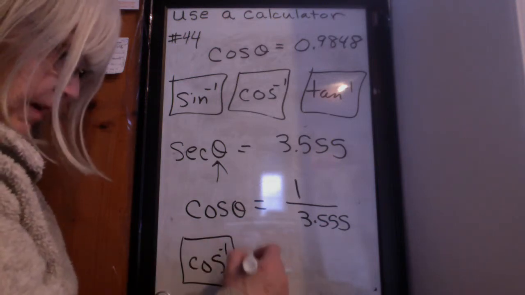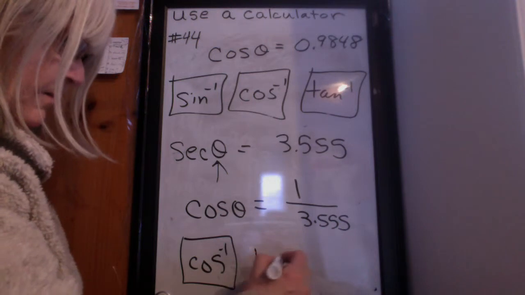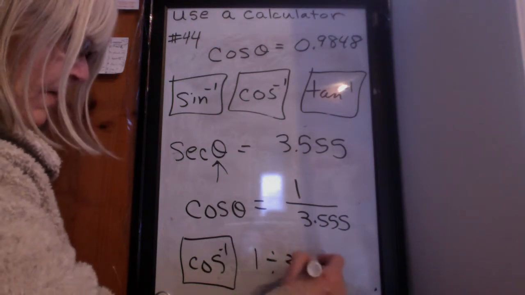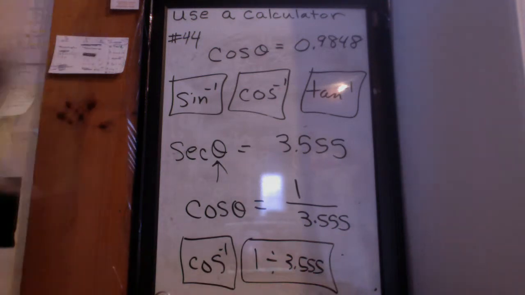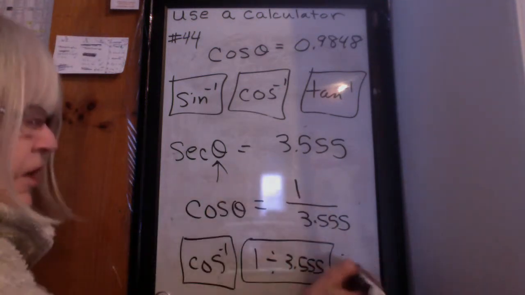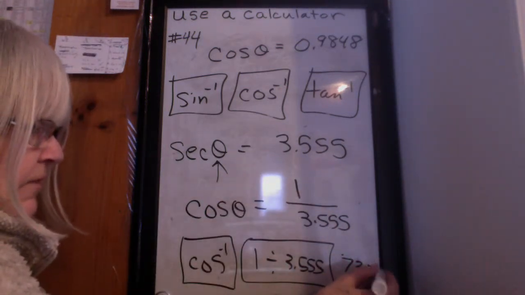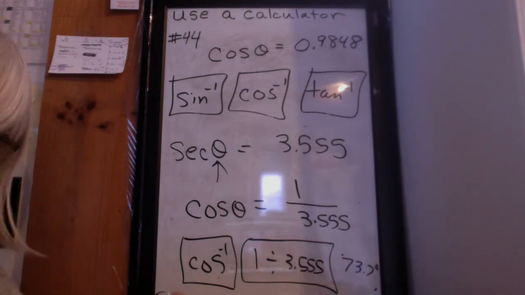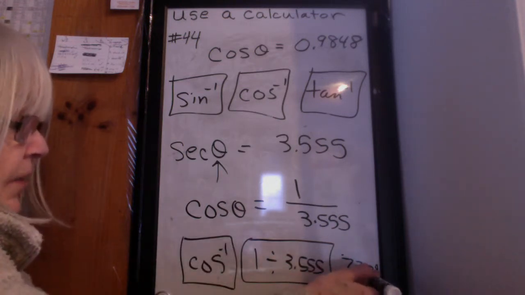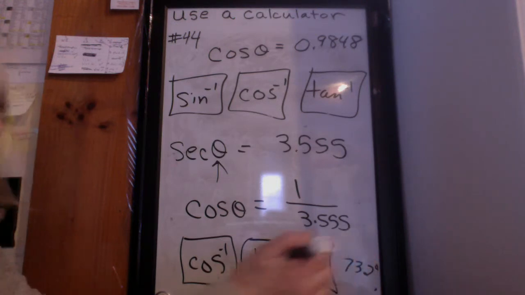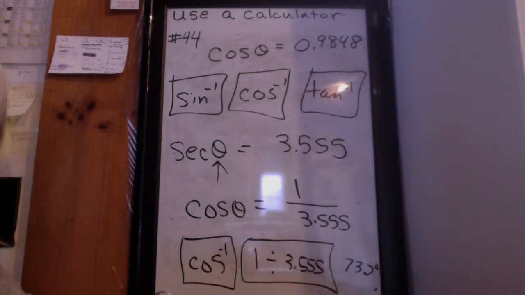And then type in 1 divided by 3.555, and then hit enter, and you should get the answer. And the answer should come out to 73.7 degrees. And then you can do it again and check for radians if you want. I mean, you can do it in the other mode to get the radian answer instead of the degree answer, or you can convert it.